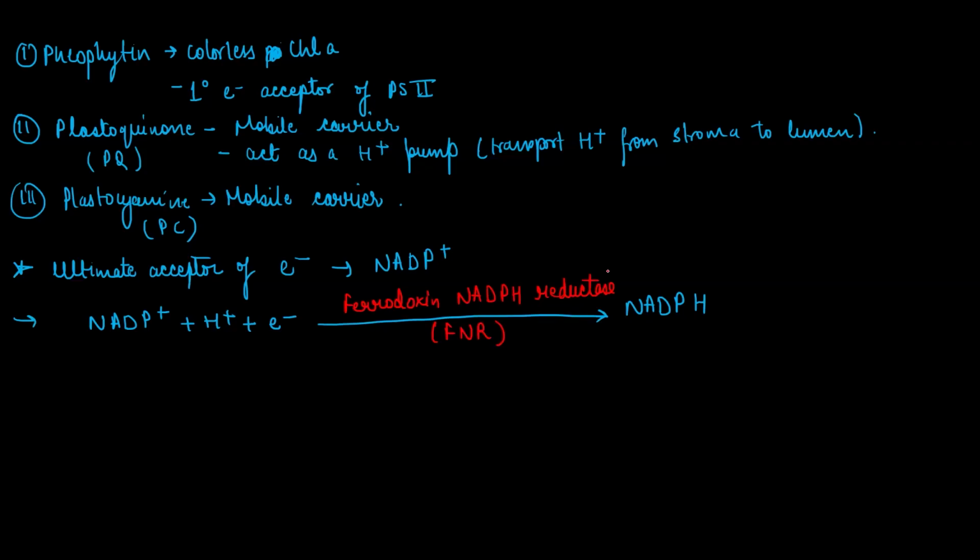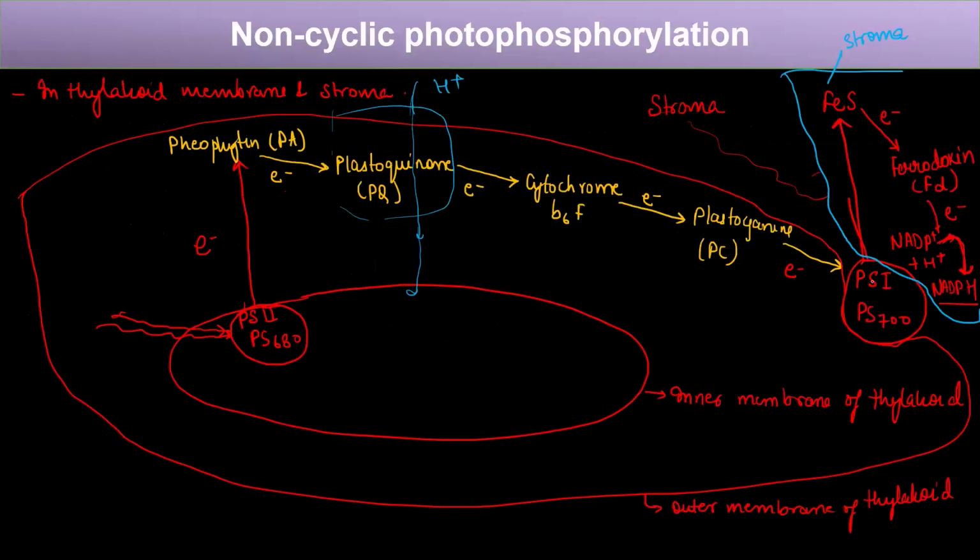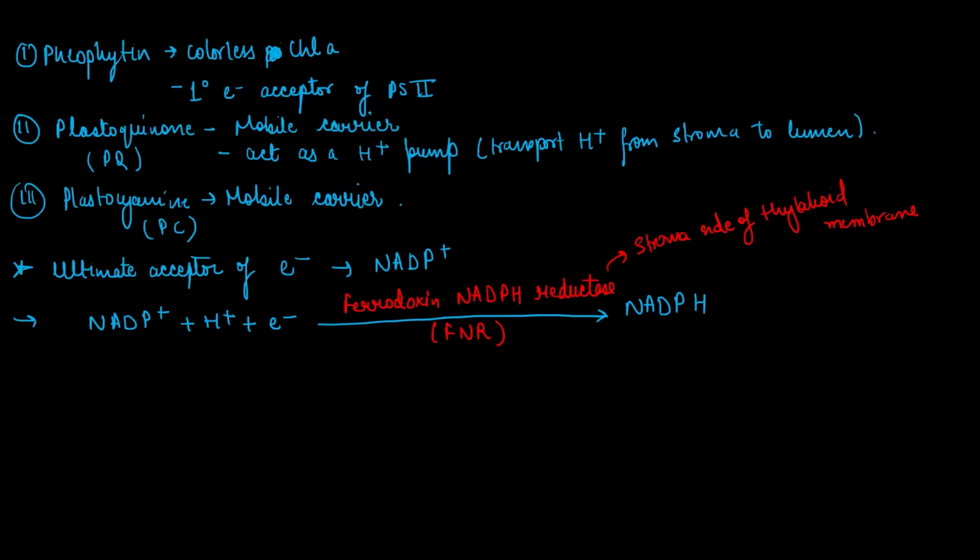And this enzyme is present where? On the stromal side of the thylakoid membrane, right? If you look into the structure, it is present here. It is connected to this PS1 and it is present on the stromal side of the thylakoid membrane.